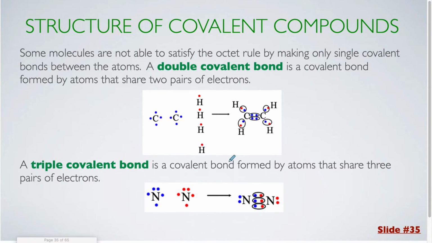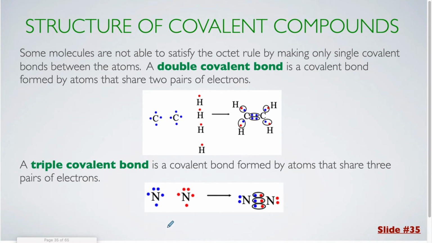You could also potentially have a triple covalent bond. A triple covalent bond is formed by atoms that share 3 pairs of electrons. In this example, we have 2 nitrogen atoms bonding together. You would start with an initial connection between them. But if I started with a single bond here, I would have 2, 4, 5, 6 electrons, not an octet.